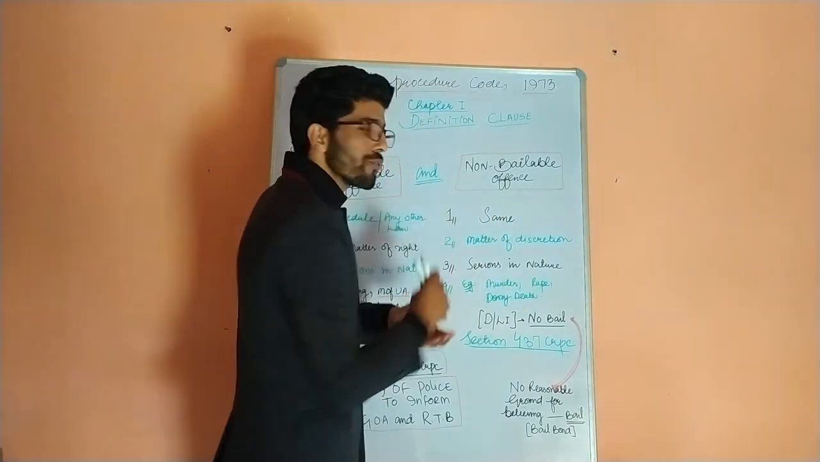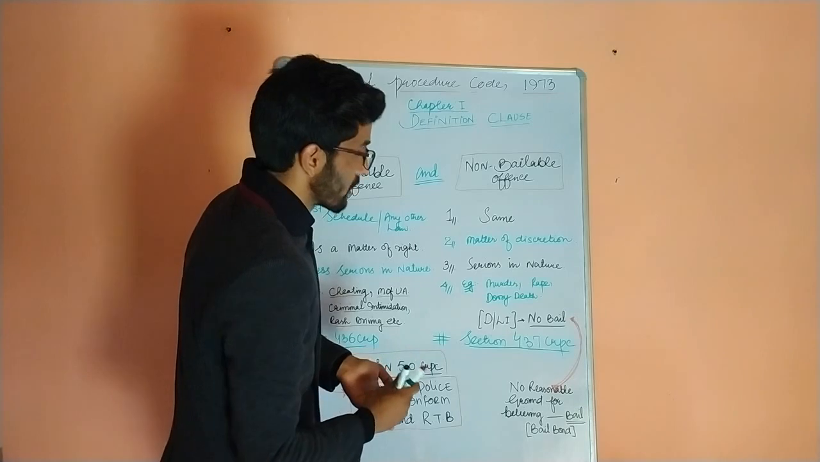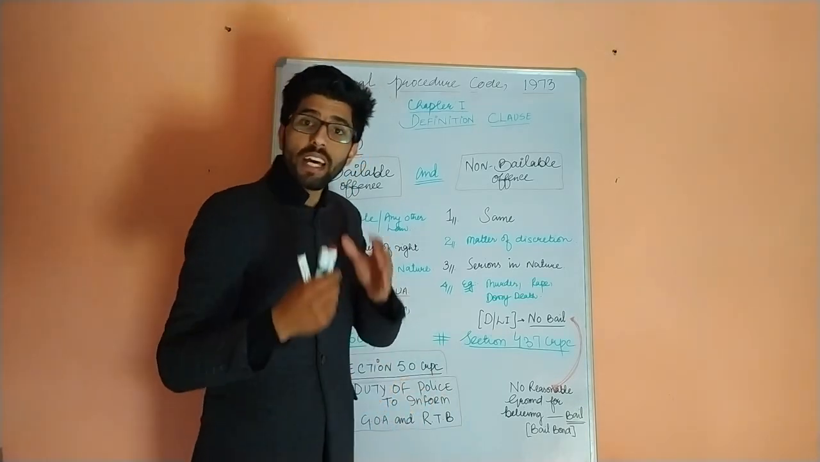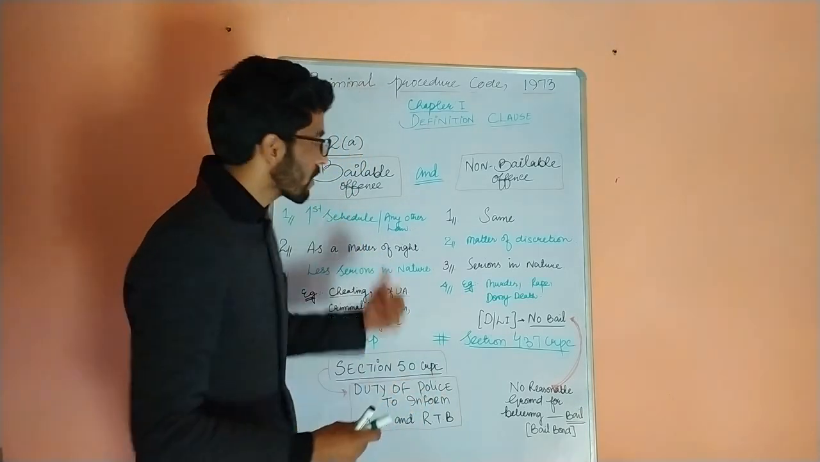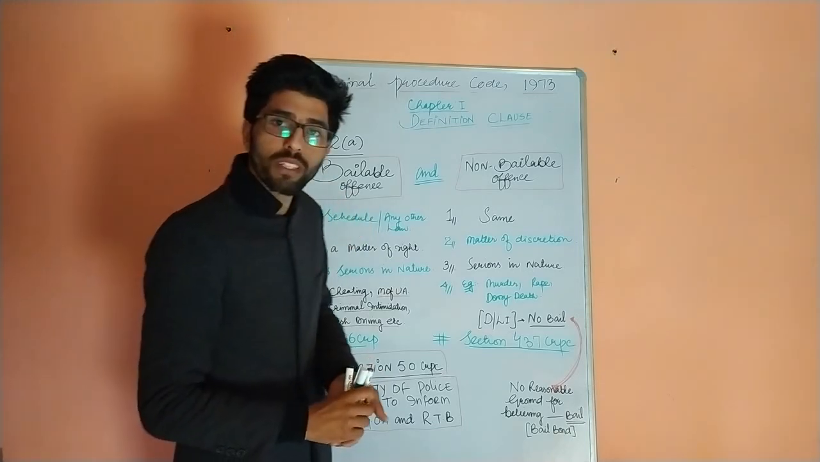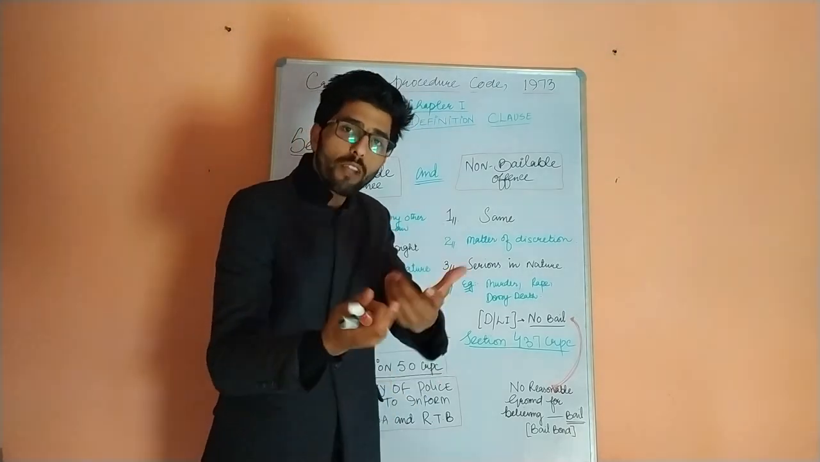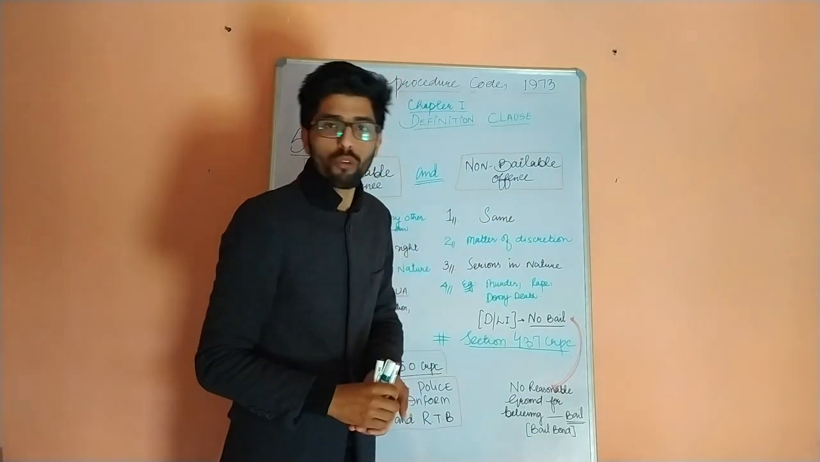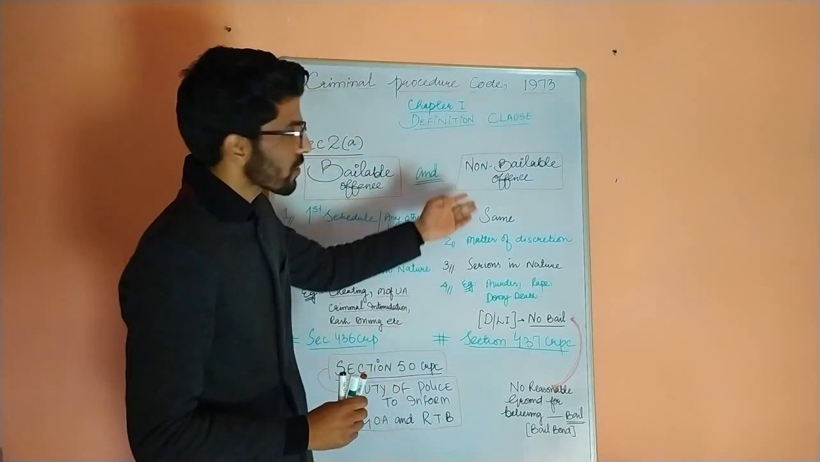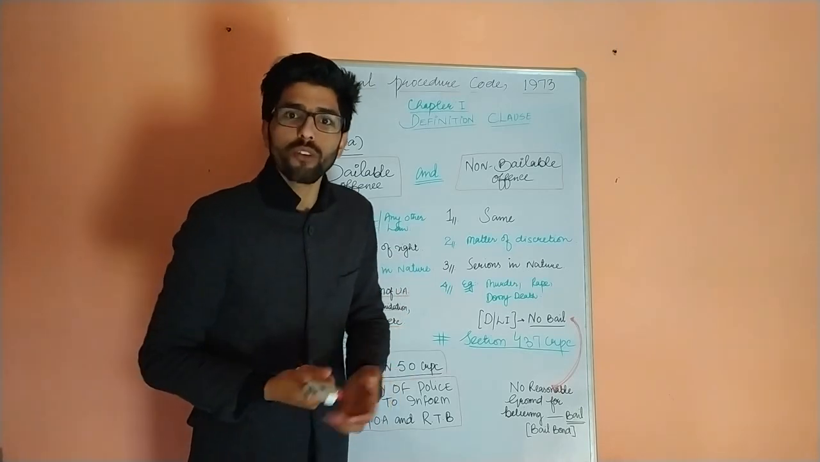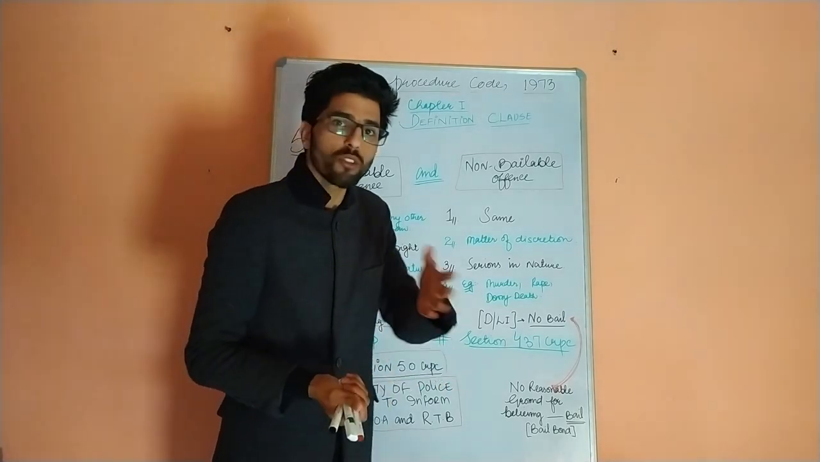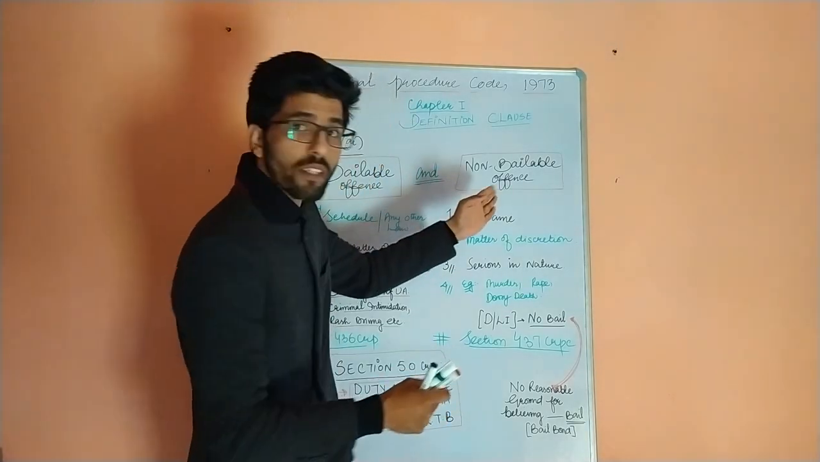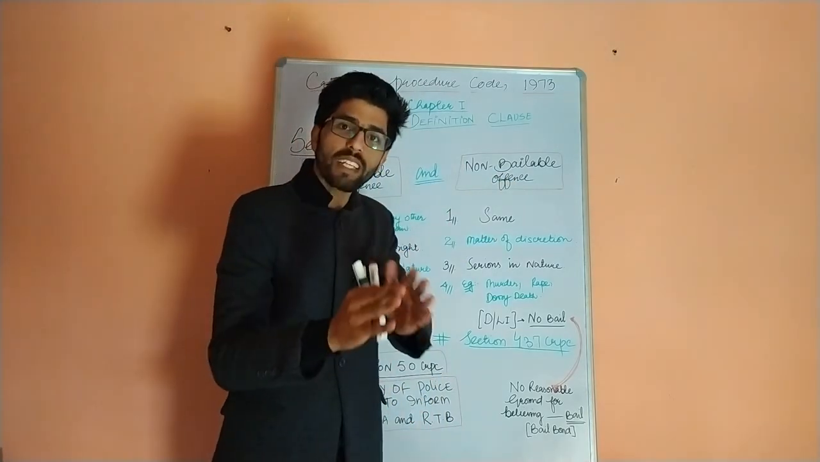Fine. So those offenses are called non-bailable offenses. Now the question arises: can you get bail, like you got in bailable offenses? That means, can you get bail as a matter of right in non-bailable offenses? No, you cannot get bail as a matter of right. But does that mean you cannot get bail? No, that doesn't mean you cannot get bail. Even in non-bailable offenses, you can get bail.